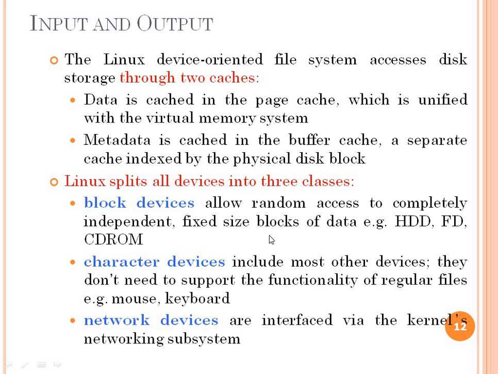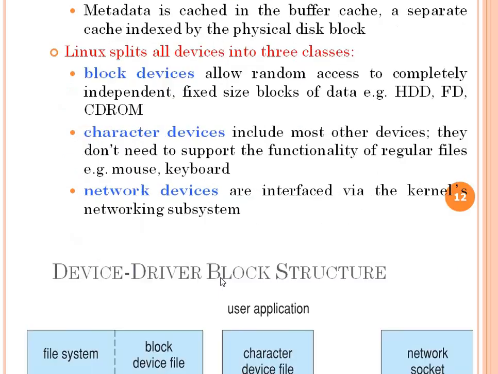Now Linux splits all the devices into three classes: block devices, character devices, and network devices. Block devices are generally the hard disk, the floppy disk, and CD-ROM. These are block oriented, where fixed-size blocks are used for the data I/O. And character devices are like the mouse or the keyboard, where support is there for every character, and character by character data is put in the regular files. And the network devices are interfaced by the kernel's networking subsystem.